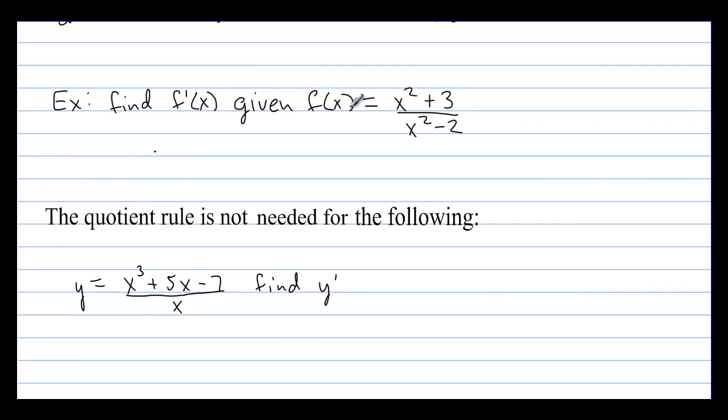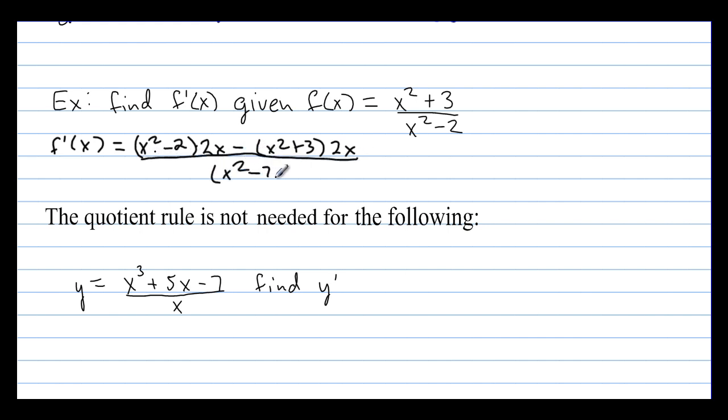Find the derivative of f given f of x equals x squared plus 3 over x squared minus 2. So we're thinking this is a function on top and this is a function on the bottom. So f prime of x in this case is the bottom times the derivative of the top, which is 2x, minus the top times the derivative of the bottom, which is also 2x, all over the bottom squared. X squared minus 2 squared.